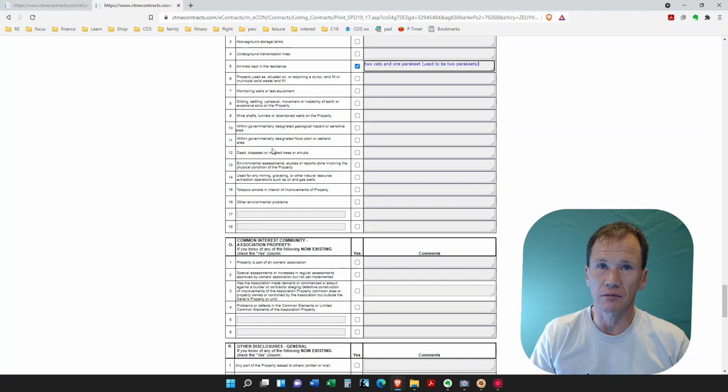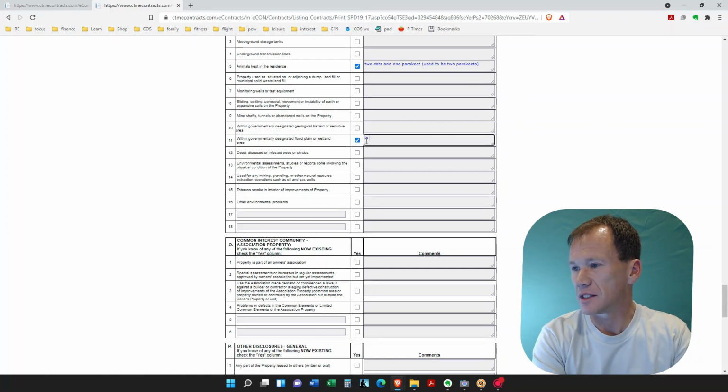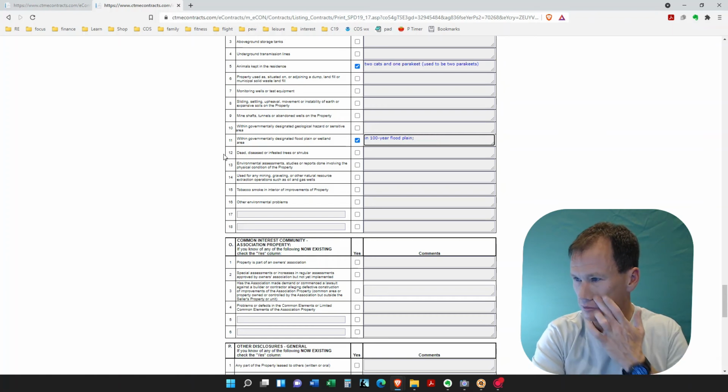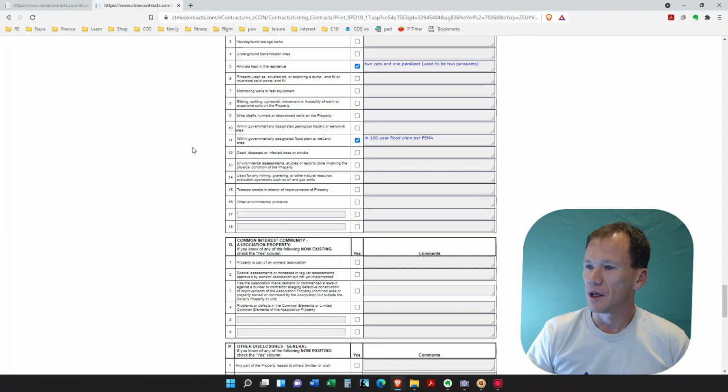and your lender required you to get flood insurance, you're going to check yes. And it's in the 100-year floodplain. Flood insurance typically required. I probably wouldn't even put that last part. We'll just say it's in the 100-year floodplain, per FEMA. There you go.